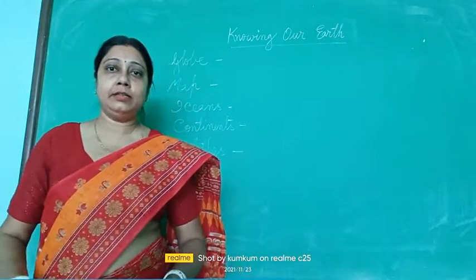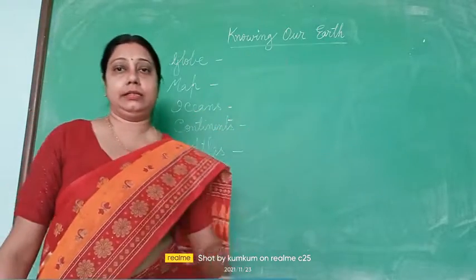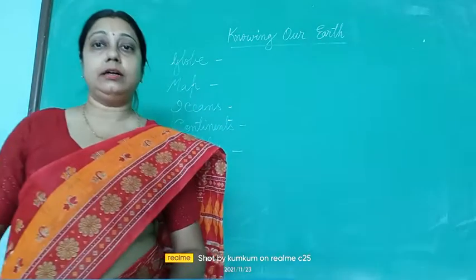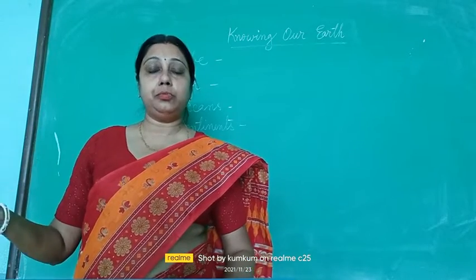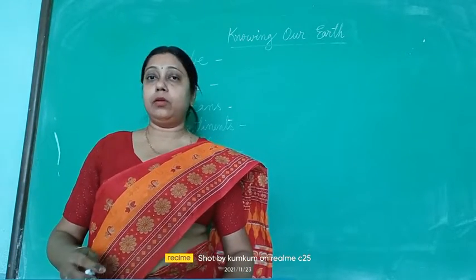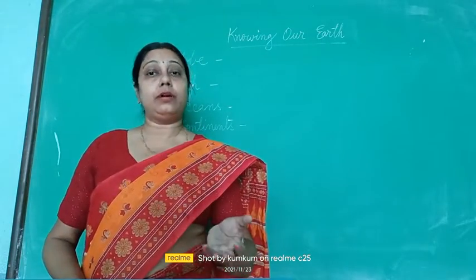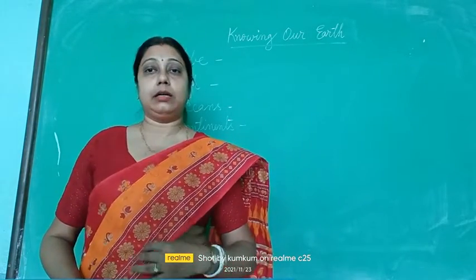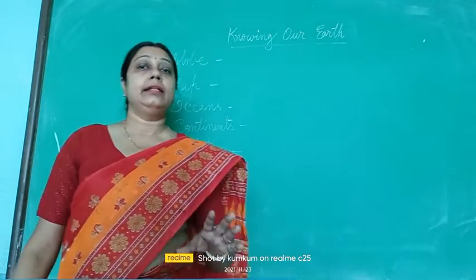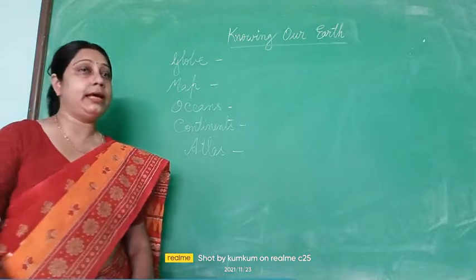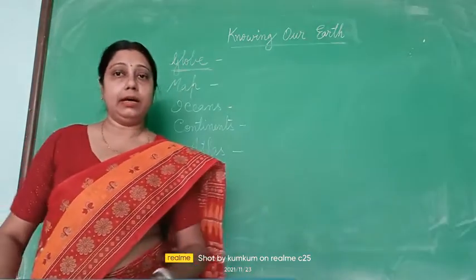Good morning, children. Today we will start a new chapter, Knowing Our Earth. Our Earth is a very big, huge ball, so we cannot see the full Earth at a time. To study the Earth, we have made a model of the Earth, and that model is known as a globe. A globe is the model of the Earth.